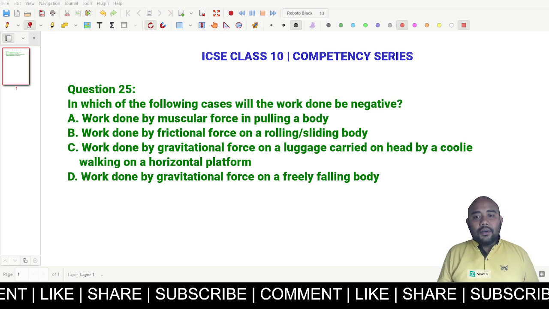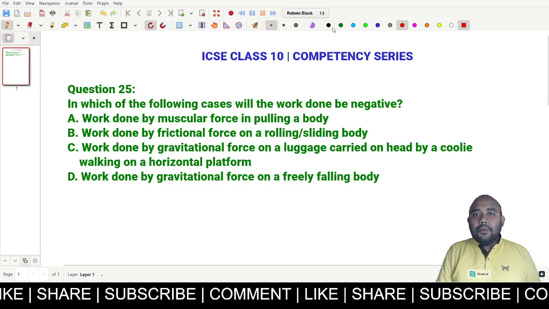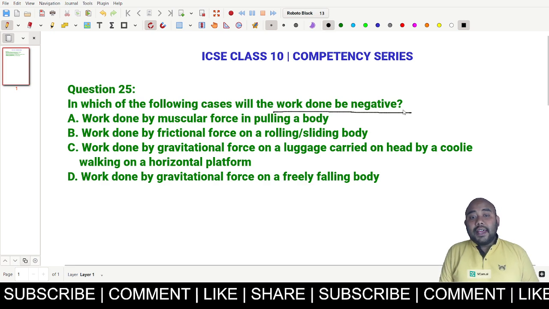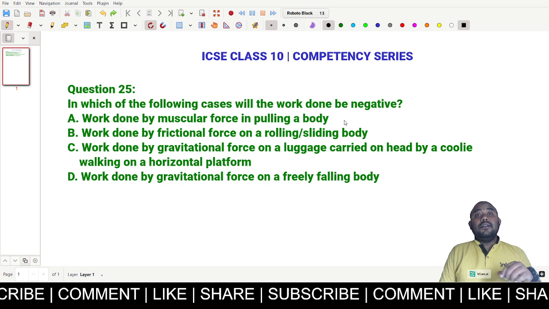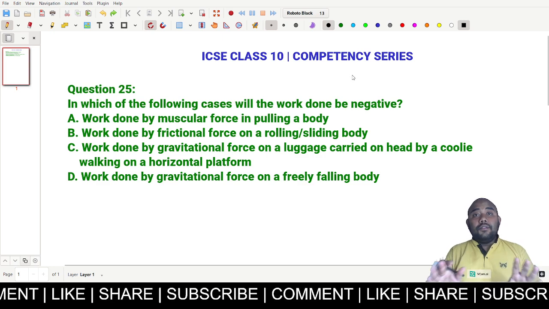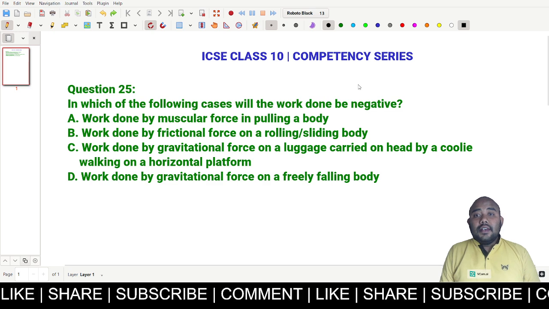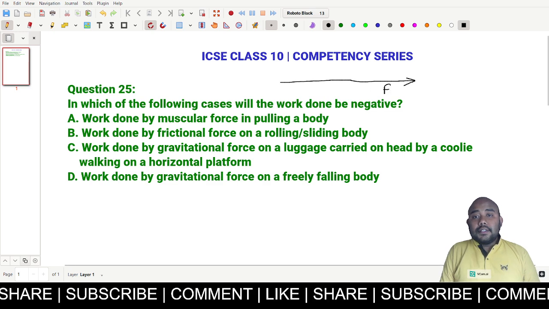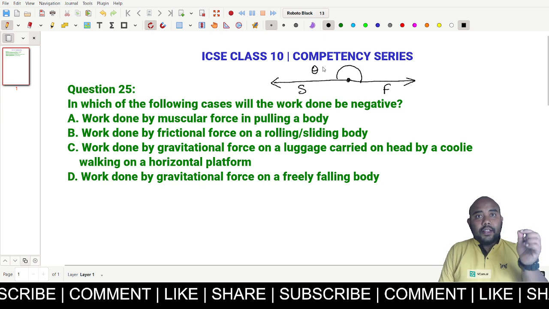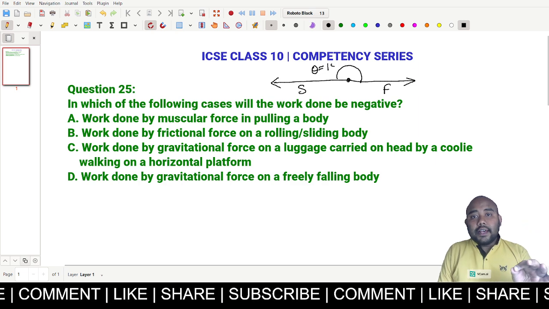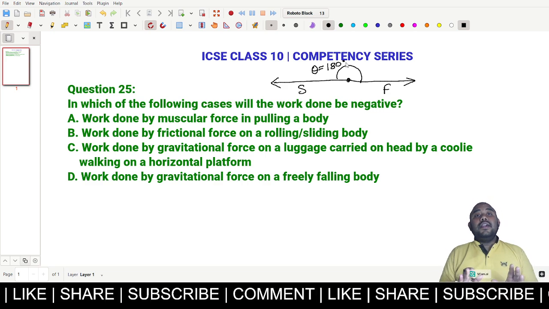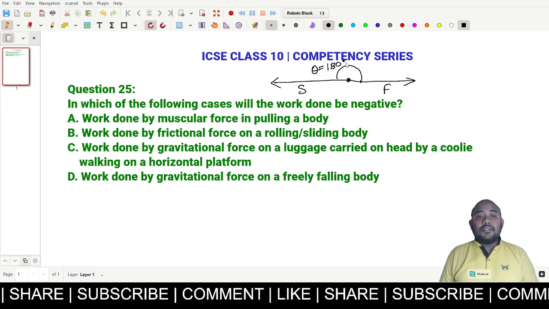So let us continue with question number 25, which is taken from the Work, Energy and Power chapter. In which of the following cases will the work done be negative? So we have to identify the case where the work done is negative. The work done is negative when the angle between the force and the displacement is 180 degrees. If this is the force and this is the displacement, the angle between force and displacement is the theta in the formula Fs cos theta. If that theta is 180 degrees, then we obtain negative work. So let us see in which case the work done will be negative.